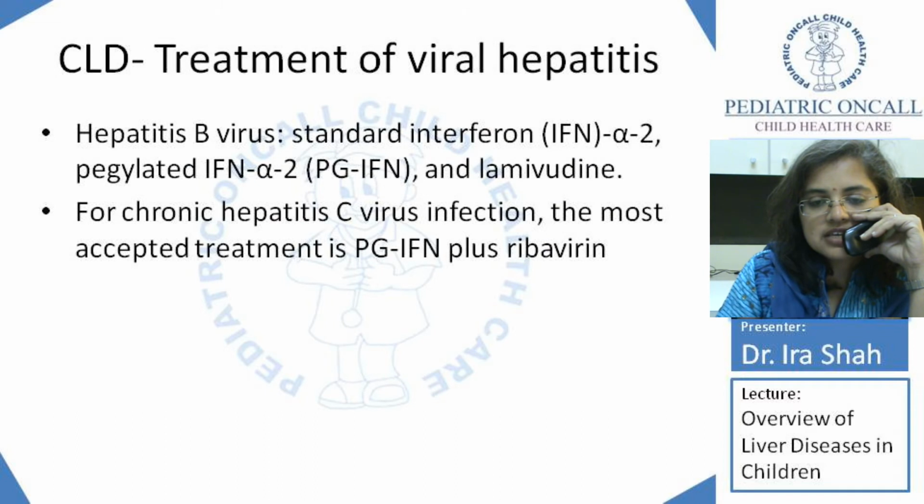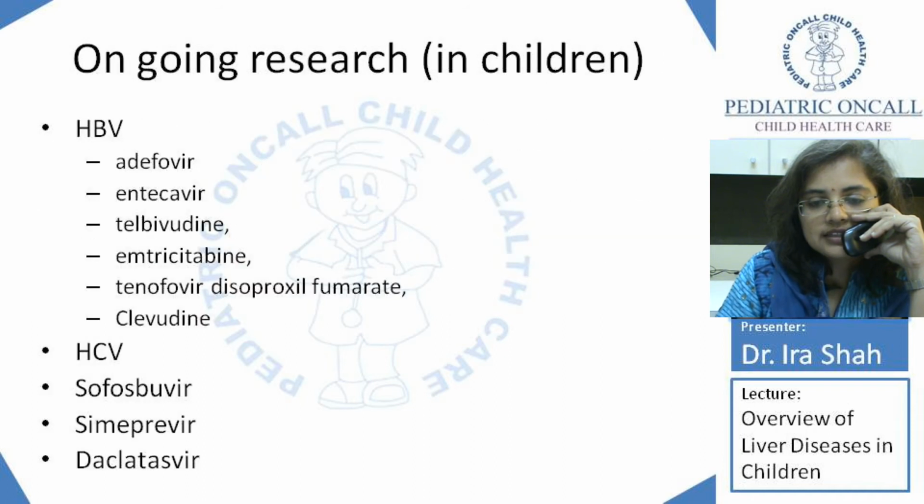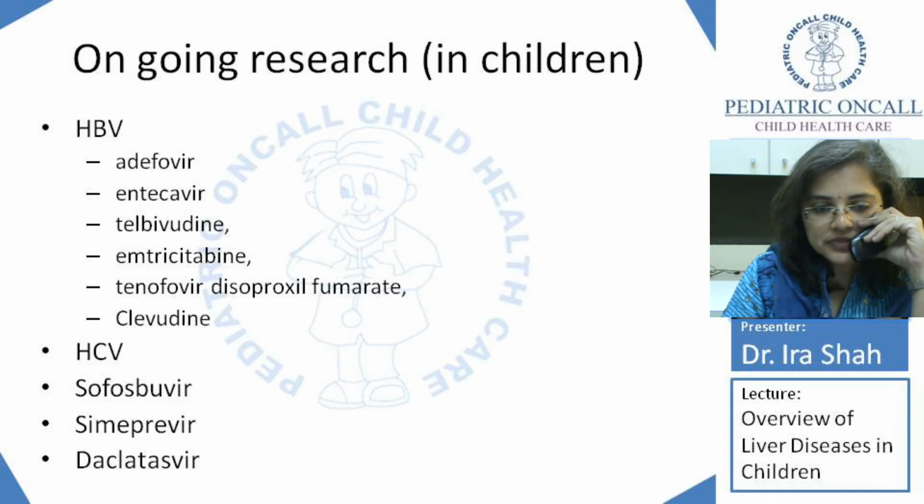If it's B and C, then obviously interferon, ribavirin, lamivudine would be required. And there are other drugs that have now come up. In fact, in B and C, so many drugs have recently come up that it's a very exciting field now to treat, especially hepatitis C, which can almost be eradicated if you treat them on time. Adefovir has been used in children, entecavir is not recommended right now in children, but is the first line in adults.